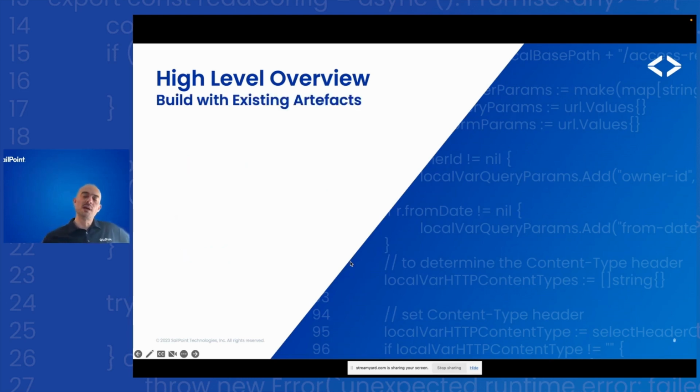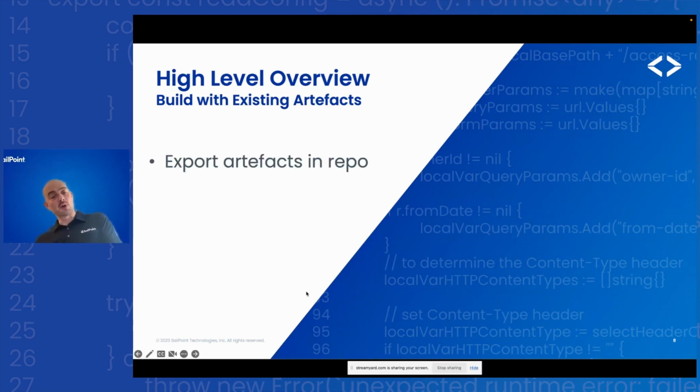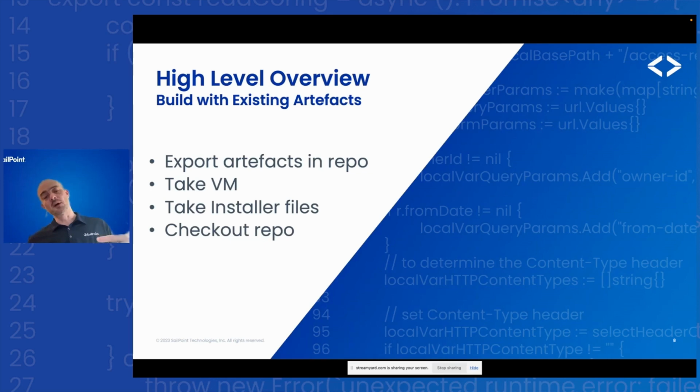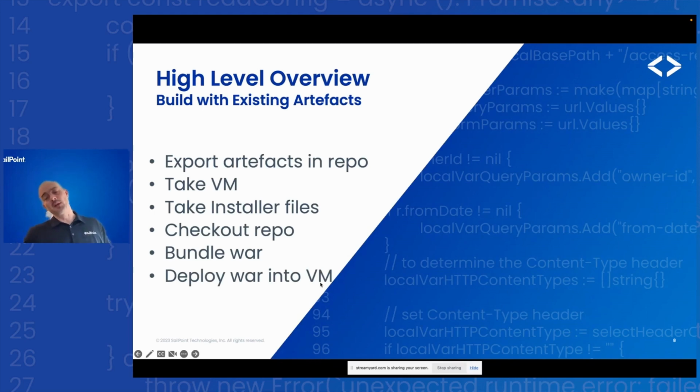If you want to recreate an existing environment, it's very similar, except we add our exported artifacts into the WAR file before we import that and then load those during initialization. So again, we will first export our existing artifacts in the repository. Then we take our VM, the installer files, and then we overlay our artifacts over those installer files from a repository that we check out. We bundle our WAR file, we deploy it into the VM, and then again, we're done.